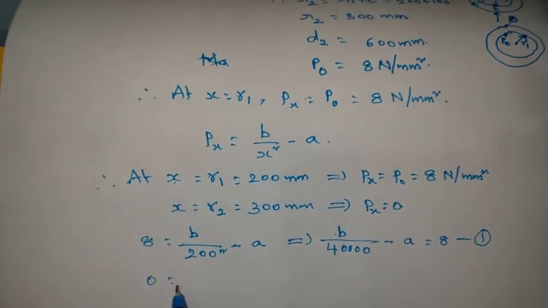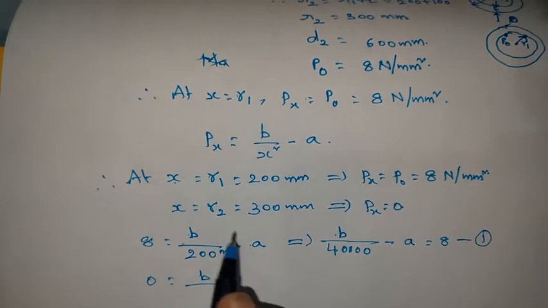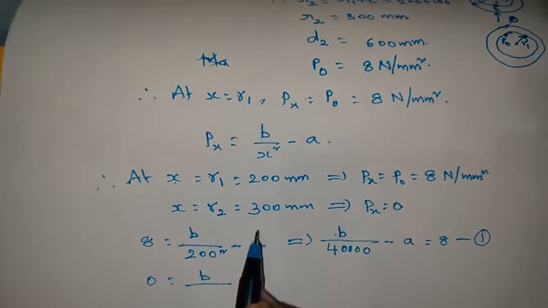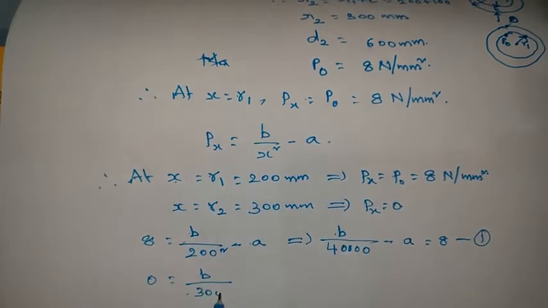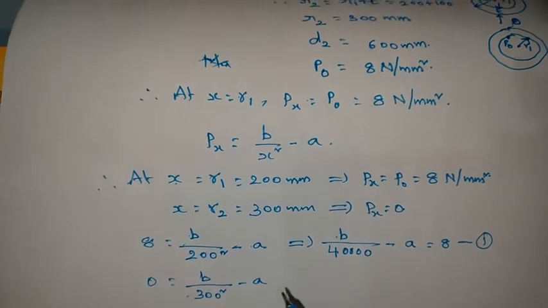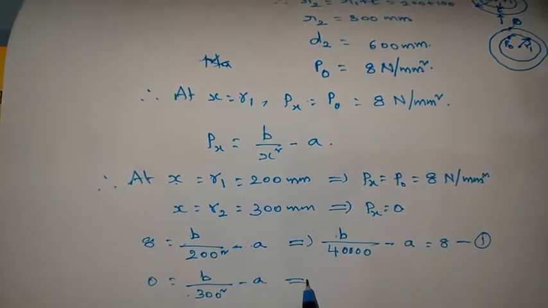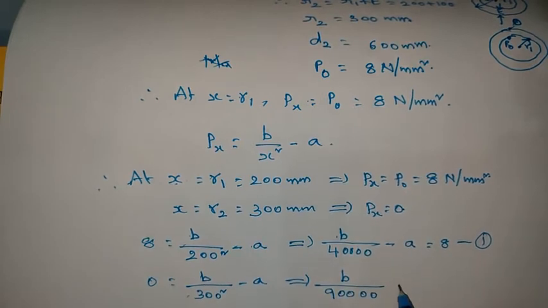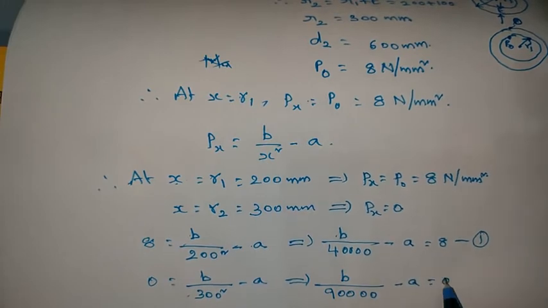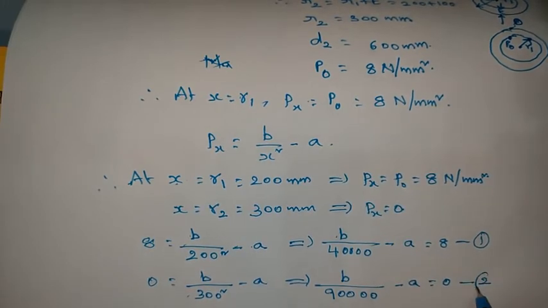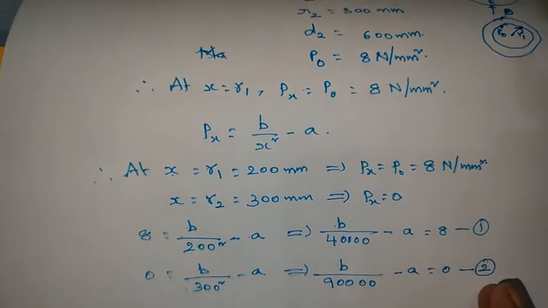So 0 equals b by x value is 300, so 300 square minus a. Then what you get? b by 90000 minus a is equal to 0. So this is equation number 2. So now subtract both the equations.